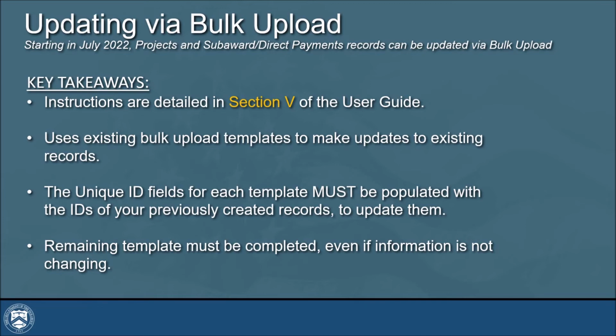Lastly, it's also important that the remaining template must be completed even if the information is not changing. So if you're updating a set of projects with the same unique IDs that you have already created, even if you're just changing values in one field, you still need to populate all of the other information in the template in order for it to upload correctly and for you to meet all of the requirements. Again, this upload feature replaces the information in your entire record, in this case a project record. It does not selectively update one or two fields at a time. So we'll go in and show you how that looks in the system.